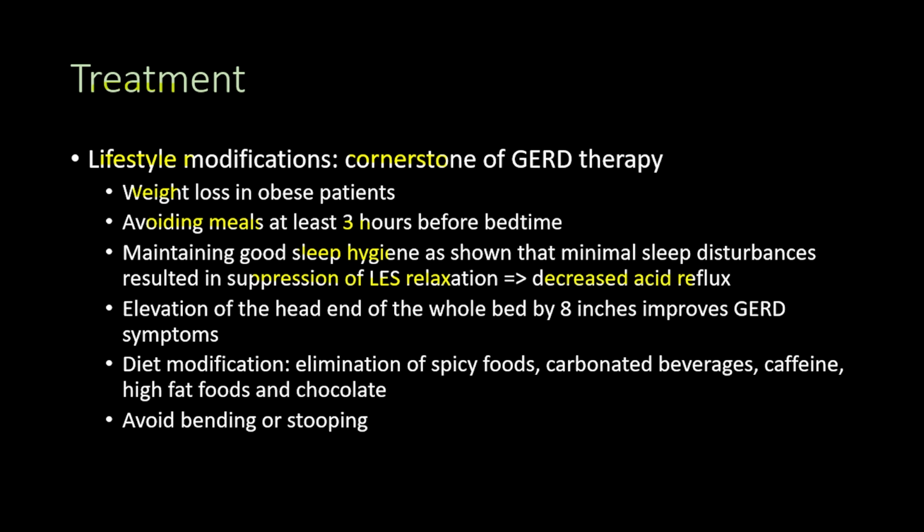Now, lifestyle modifications also include elevation of the head end of the whole bed by 8 inches. This would help improving the GERD symptoms, because this would make the esophagus on higher level than the stomach and prevent the acid regurgitation. And we also have diet modification. This includes elimination of spicy foods, carbonated beverages, caffeine, and high-fat foods, and chocolate. Now it also includes avoiding bending or stooping, because both of these movements would induce the acid regurgitation.